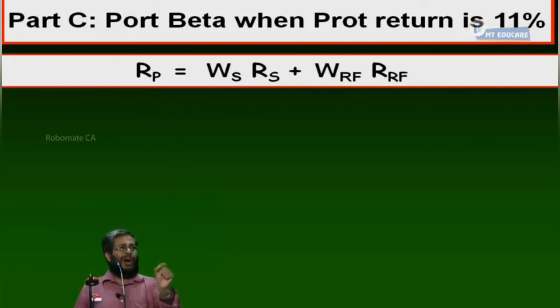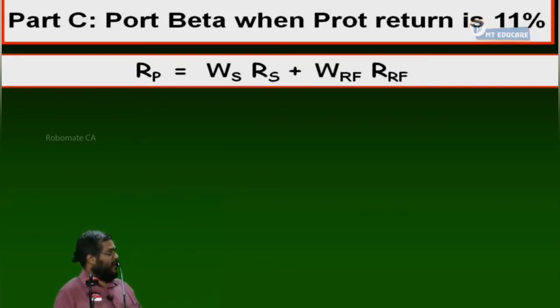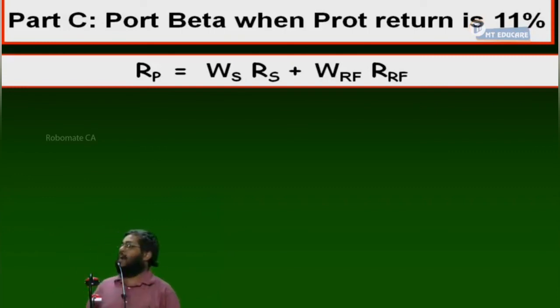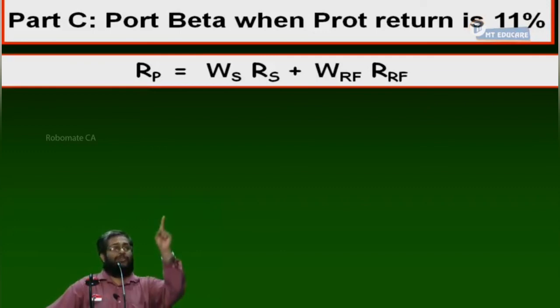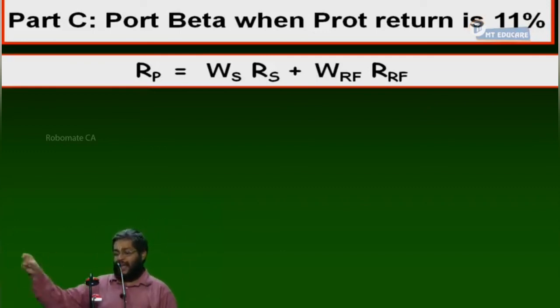Now, tell me, what is the weight of the risk-free asset? 1 minus weight of security. Any doubts? Are you understanding and writing or not? Now, you tell me and then I'll put it. RP is equal to WS into what is the return of security? 16. Everybody tell me. RP is equal to WS into 16, plus next term is what? 1 minus WS into 5.